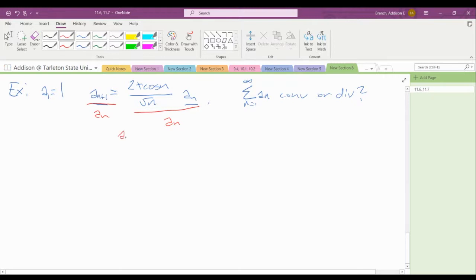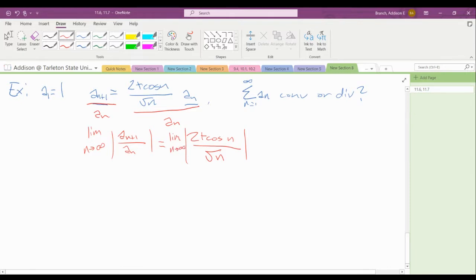So therefore, we can get a sub n plus 1 over a sub n is equal to 2 plus cosine of n over the square root of n. So now we can go ahead and take the absolute value of both sides and then take our limit of both sides as well. So we are now officially set up in our form for our ratio test.